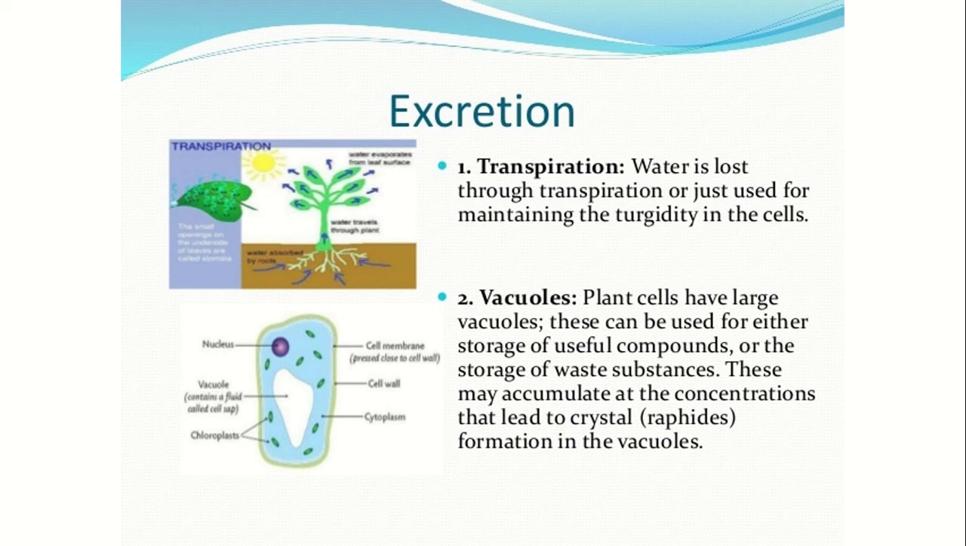Next is vacuoles. Plant cells have large vacuoles. These can be used for either storage of useful compounds or the storage of waste substances. These may accumulate at a concentration that leads to crystals, also called raphides, that form in the vacuoles. So the vacuoles have two definite purposes: one, to store useful materials such as useful compounds, and also the storage of waste substances.